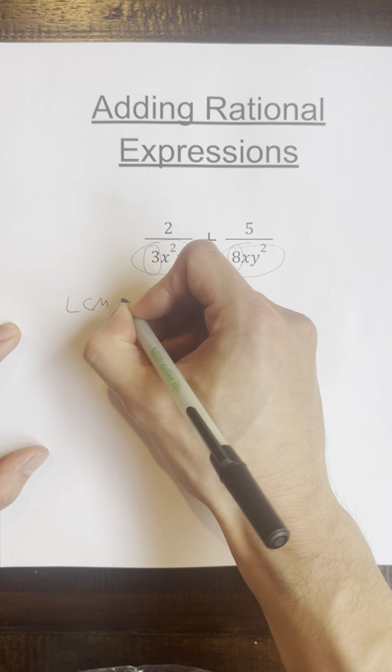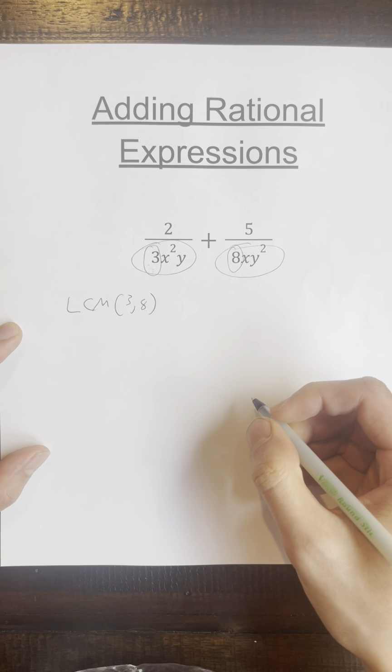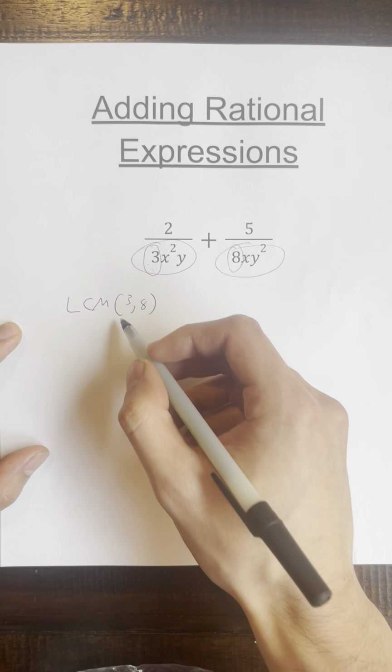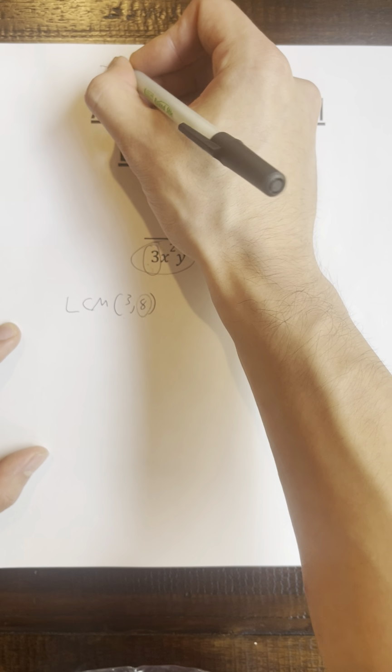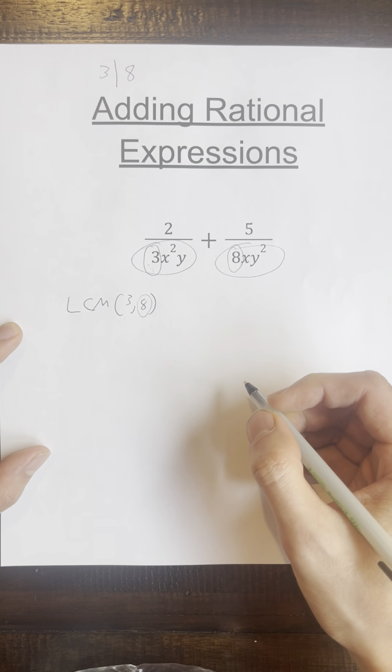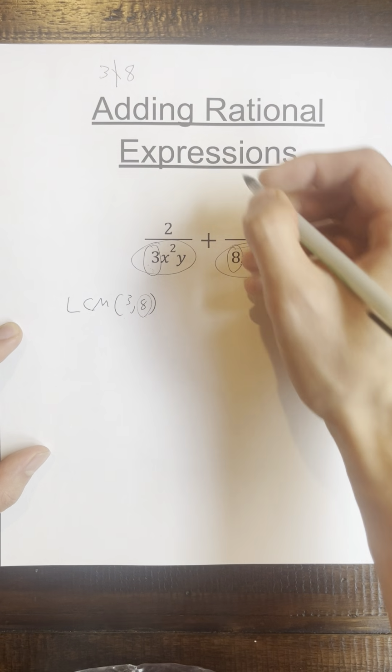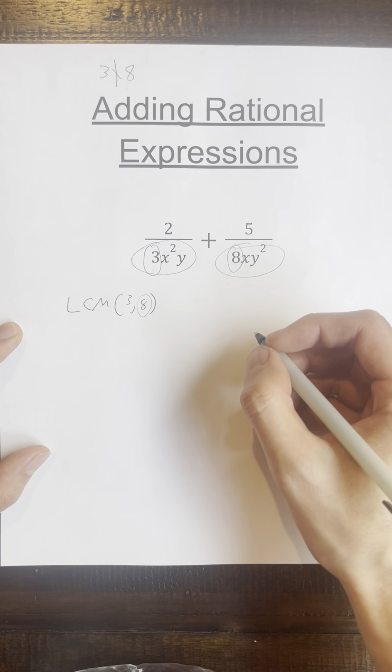So I'll write LCM 3, 8. So we're going to take the larger number. Which one's larger? The 8. So does 3 evenly go into 8? No, it doesn't. What's the next multiple of 8?